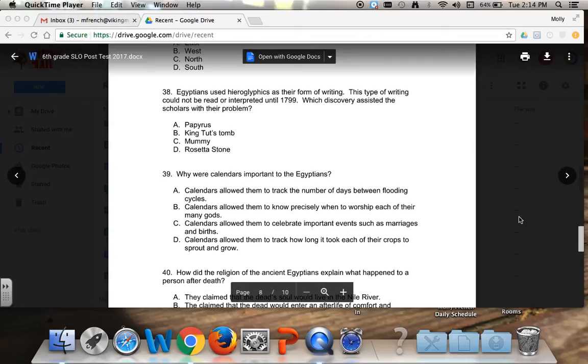Number 39. Why were calendars important to the Egyptians? A. Calendars allowed them to track the number of days between flooding cycles. B. Calendars allowed them to know precisely when to worship each of their many gods. C. Calendars allowed them to celebrate important events such as marriages and births. Or D. Calendars allowed them to track how long it took each of their crops to sprout and grow.